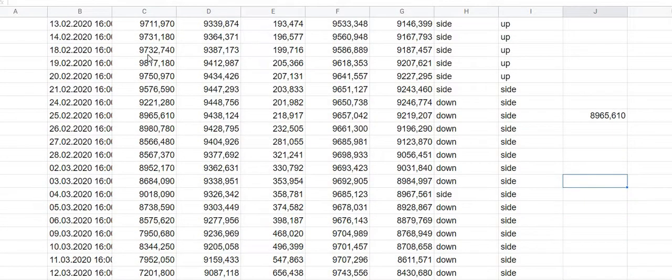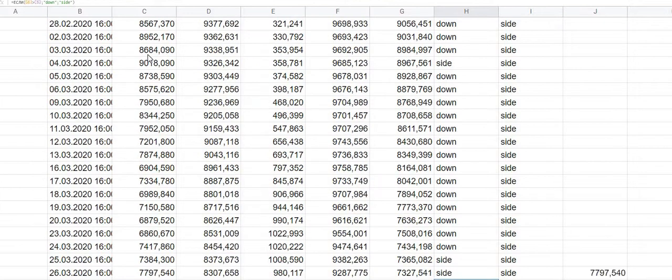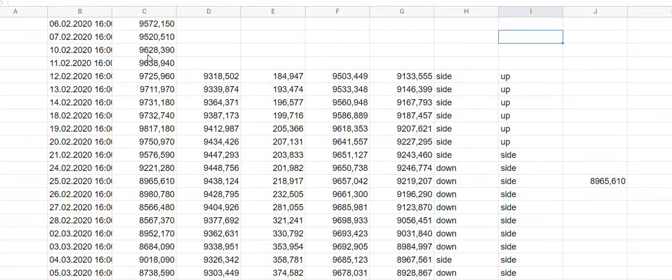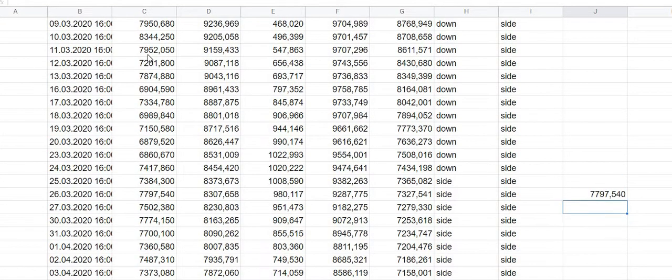You can see that here it's sideways, but I'm not closing this position because I'm also expecting the second day when I will see the signal for the sideways move. For example, here was the opening of a short position when NASDAQ was 8,965, and I closed this position when NASDAQ was 7,797.